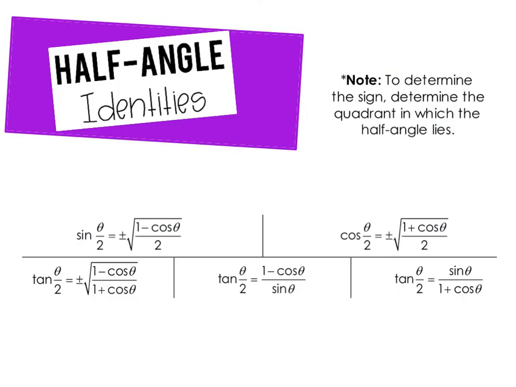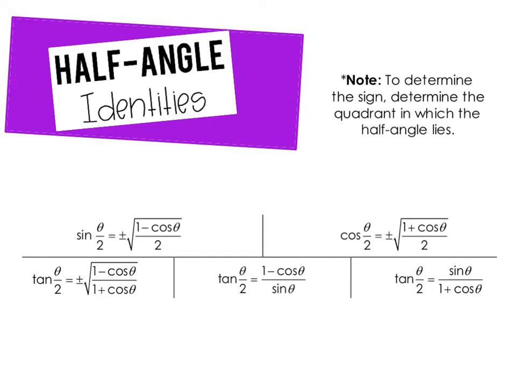So that wraps up our double angle identities. Now we're going to move into the half angle identities. So instead of multiplying things by 2, now we're dividing angles by 2. So again, we're looking at angles that we don't necessarily know from the unit circle, and we're trying to turn them into ones that we do.